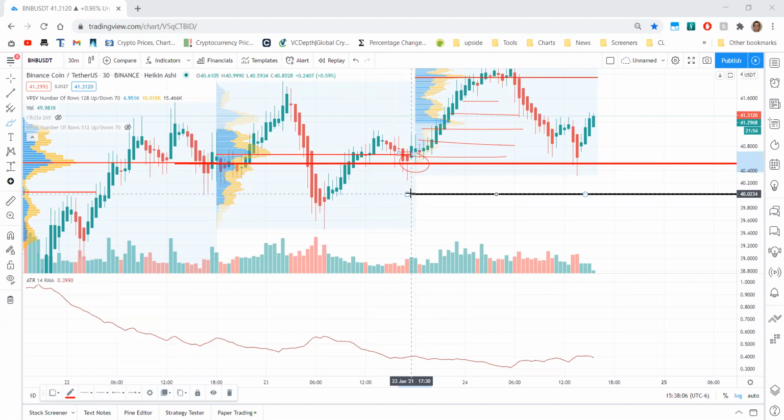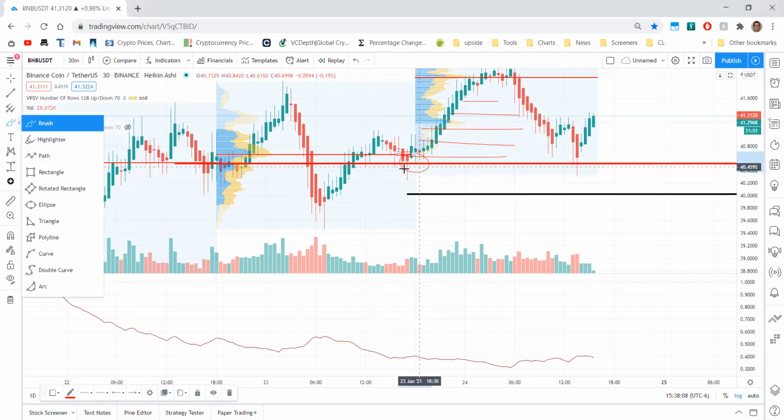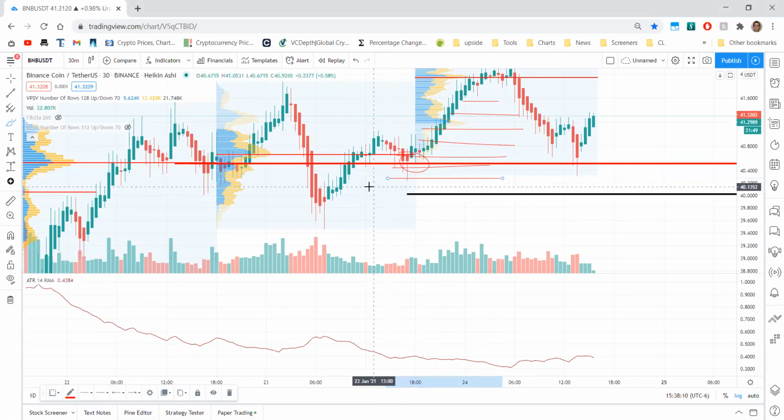Where would you want to average into? Even lower. And then you would have been sitting pretty buying everybody's stop losses and made even more money.